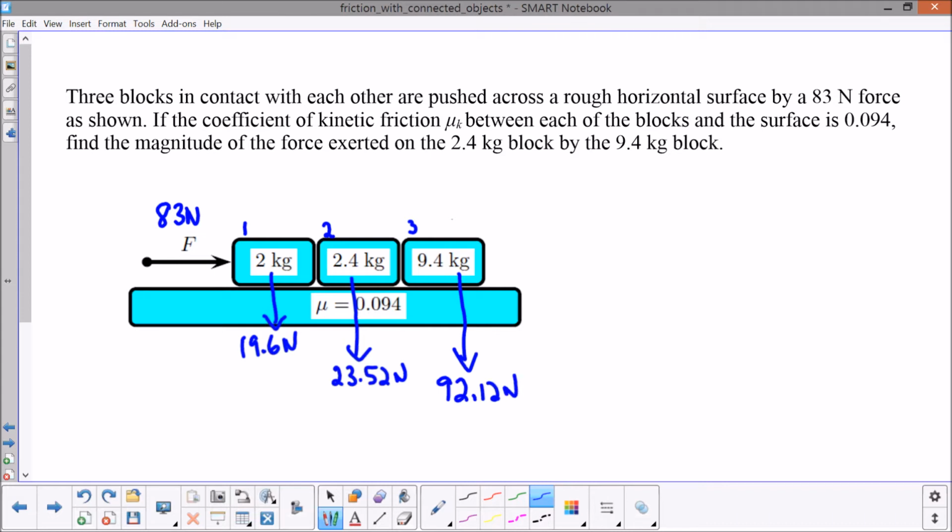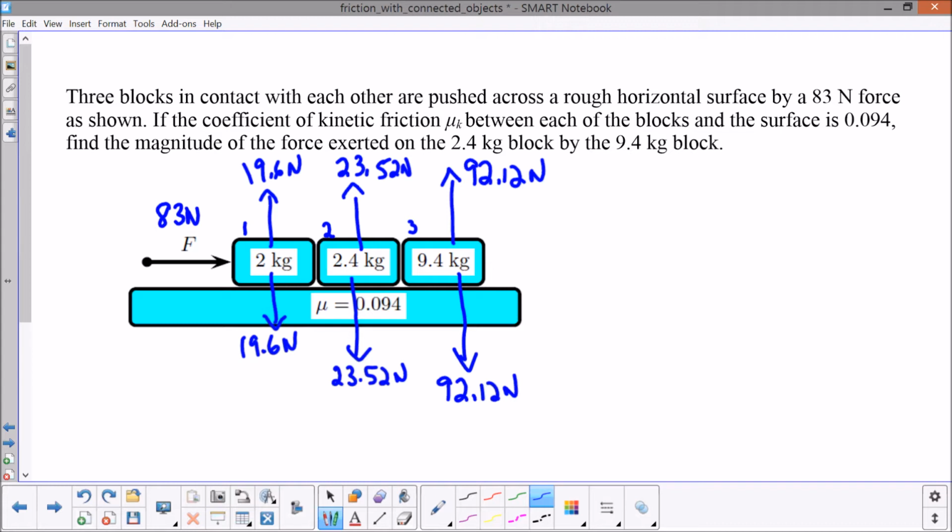Again, this is a flat surface. We're pushing horizontally on it, so the normal force on each of those boxes due to the ground is going to just balance out the weight of each of the boxes. So the normal force due to the ground pushing up on box 1 is going to be 19.6 newtons. The normal force of the ground pushing up on box 2 is 23.52 newtons. And the normal force acting on box 3 due to the ground is 92.12 newtons.